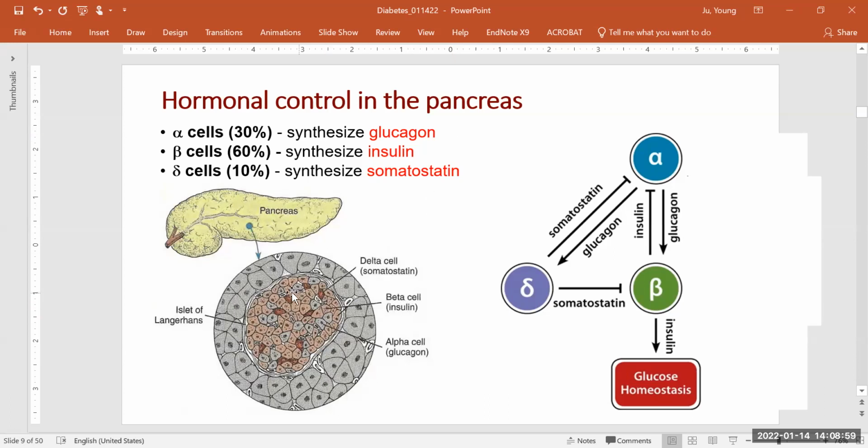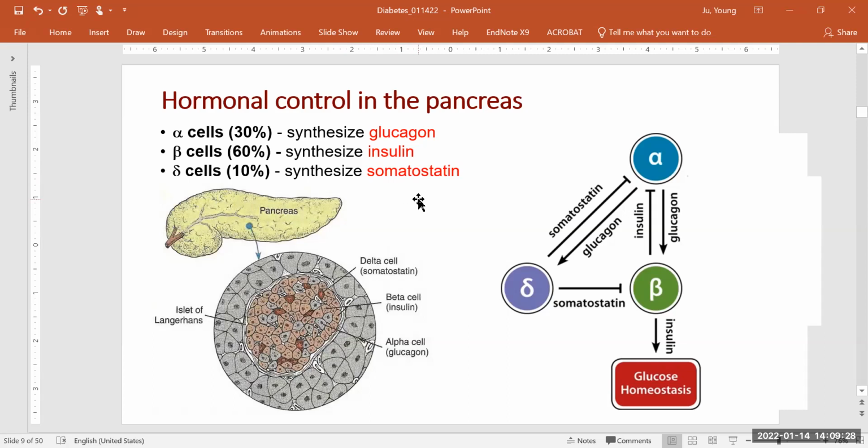And then beta cells, which compose most of the islet cells, about 60%. And these beta cells make insulin. And delta cells, showing as reddish dots, are spread between alpha and beta cells. They are about 10% of islet cells, and make the enzyme called somatostatin.